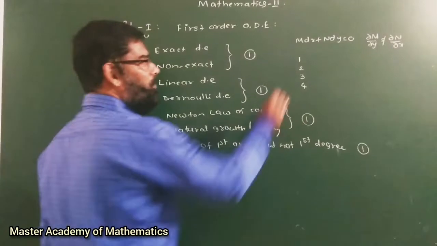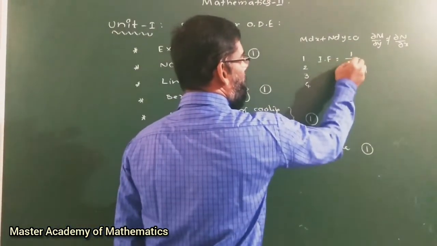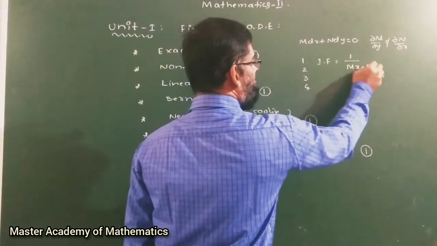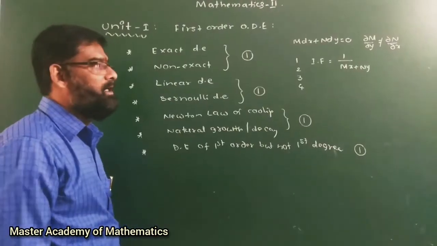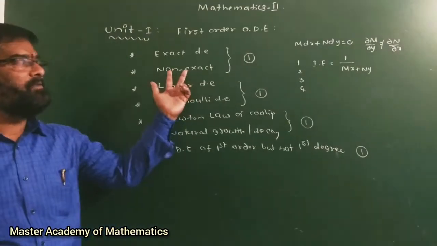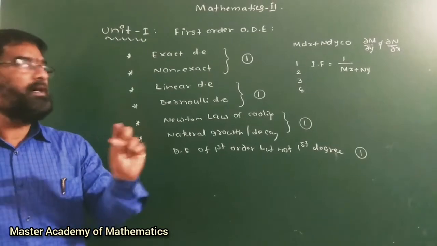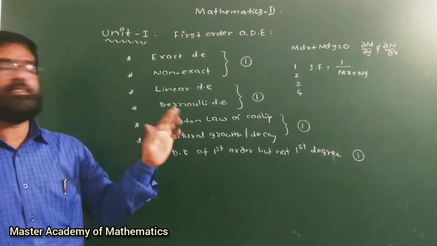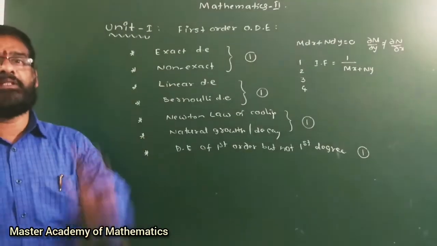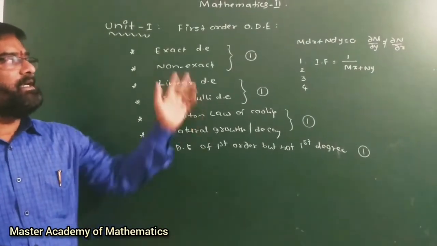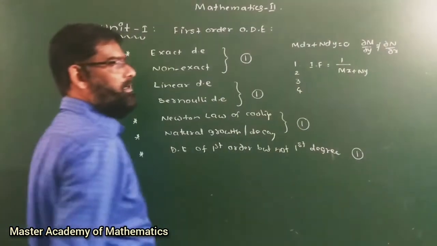Okay. When you look onto the first method, you are calculating the integrating factor 1 divided by Mx plus Ny. And this particular method is applicable when the non-exact differential equation is homogeneous. Homogeneous means sum of all the powers of the variables is same. Throughout the expression, powers should be same. If same you are getting, it is homogeneous. In that case, you can apply your first method.